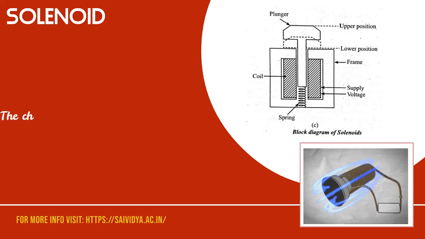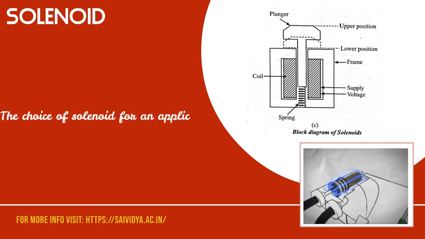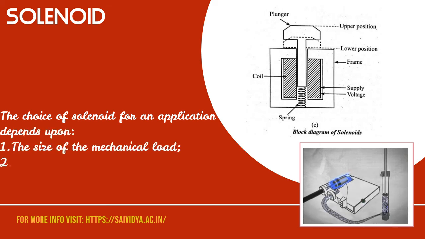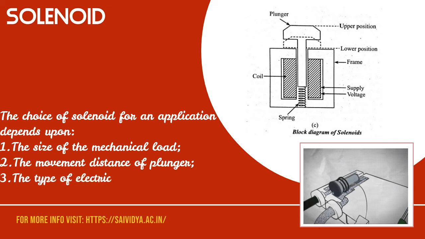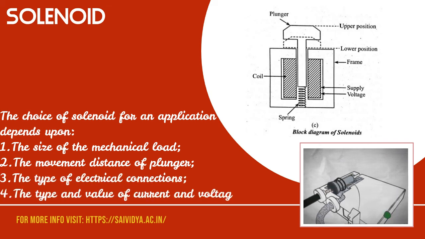The choice of solenoid for an application depends upon, first, the size of the mechanical load; second, the moment distance of the plunger; third, the type of electrical connection; fourth, the type and value of current and voltage.